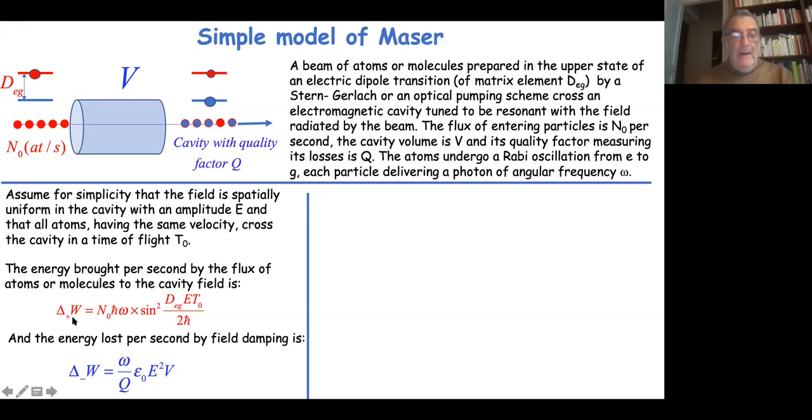delta minus W equal delta plus W equal to delta minus W. In this case, the losses are equal to the gain, and you have a steady state operation.